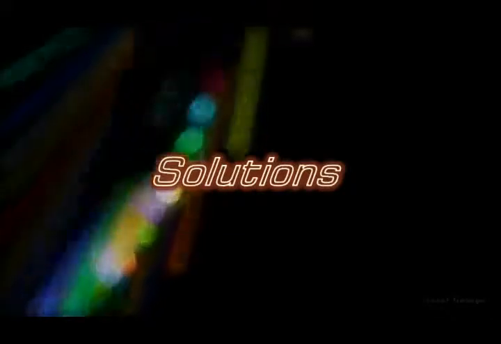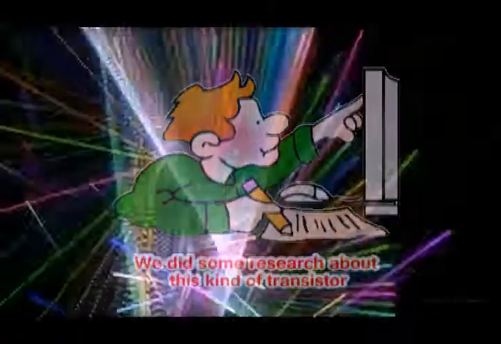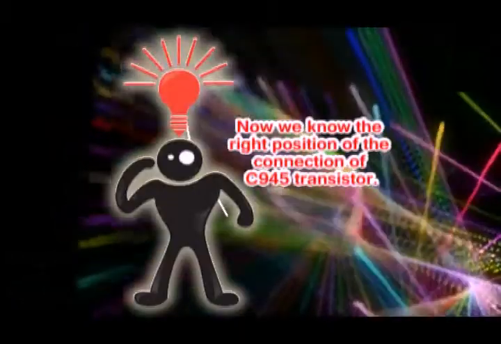The solution is, we did some research about this kind of transistor and finally we knew what the problem was. We simply switched the collector and emitter connection and the circuit was finally functioning. Now we know the right position of the connection of the C945 transistor.